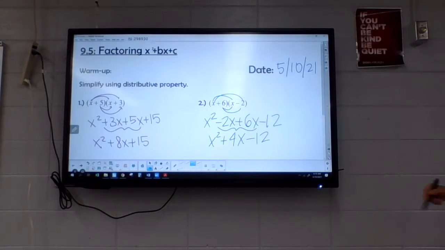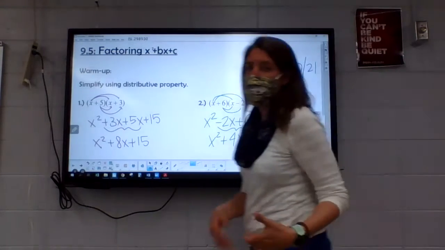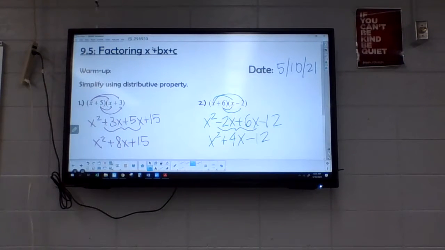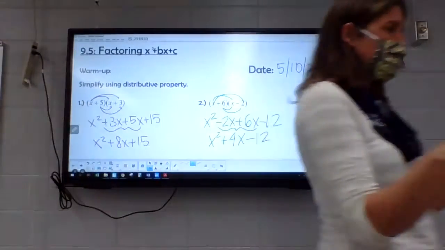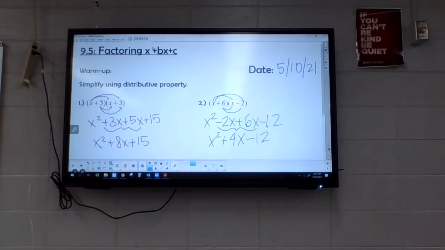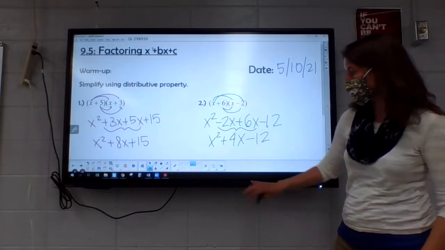So what we are doing today is we're doing the opposite of FOIL. We multiplied a couple classes ago, multiplied to get from here to here. Today we're going to go backwards. They're going to give us something that looks like this, and we're going to have to write the factors. But the worksheet we just did, that little practice, is going to help you do that. And I'm going to point out a few things about these numbers.